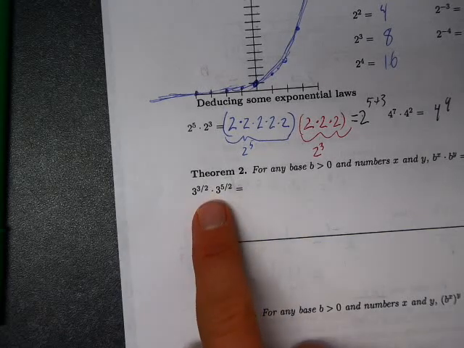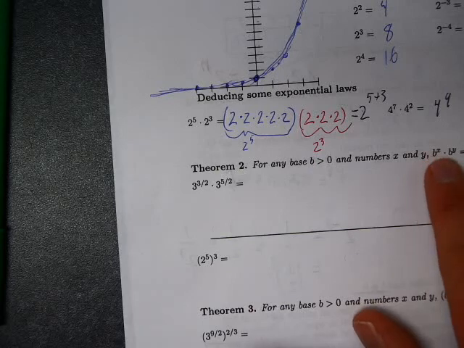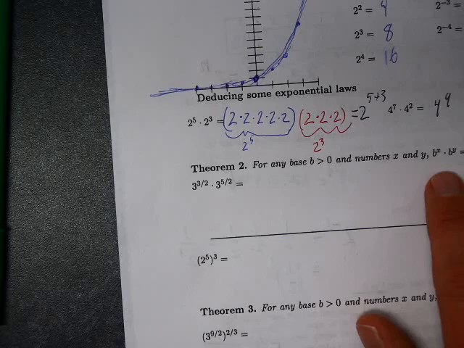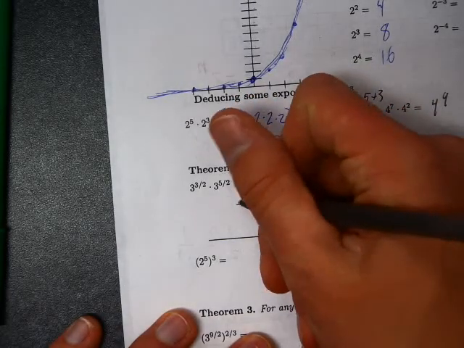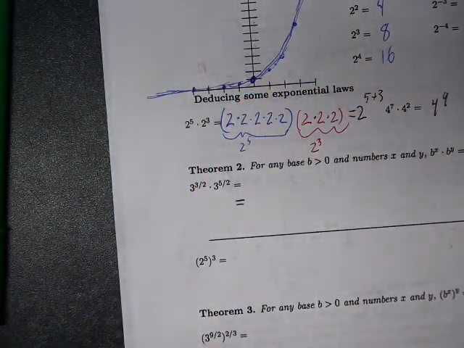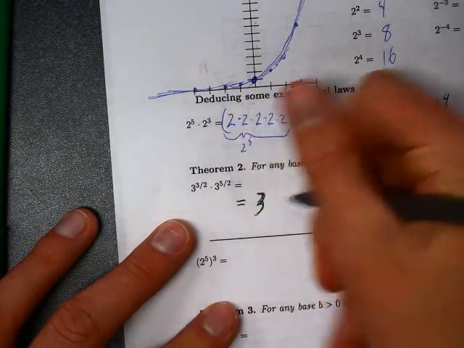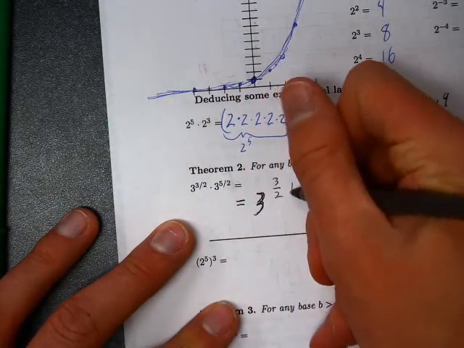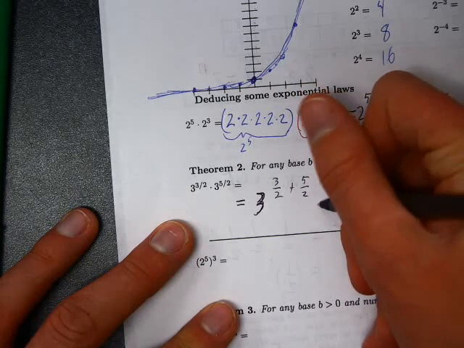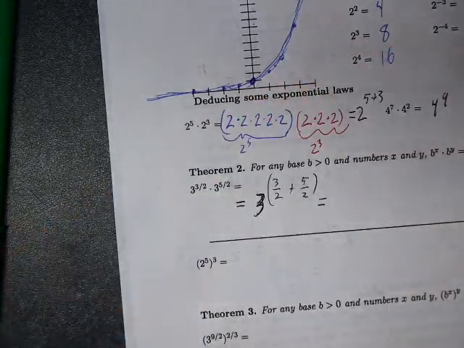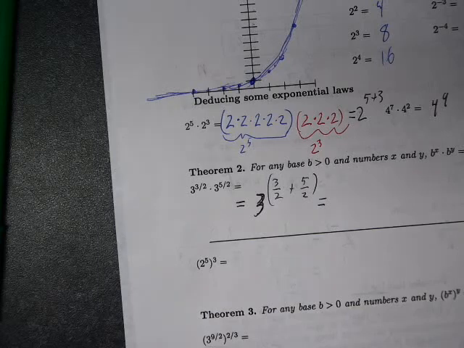So 3 to the 3 halves times 3 to the 5 halves. So that's a base to a power times a base to a power. And the bases are the same, so I can just add the powers. I said 2 that whole time, didn't I? But 3 is actually what's written down. So that'll be 3 to the 3 halves plus 5 halves. And let's just try to simplify that down. What's 3 halves plus 5 halves? 8 halves.